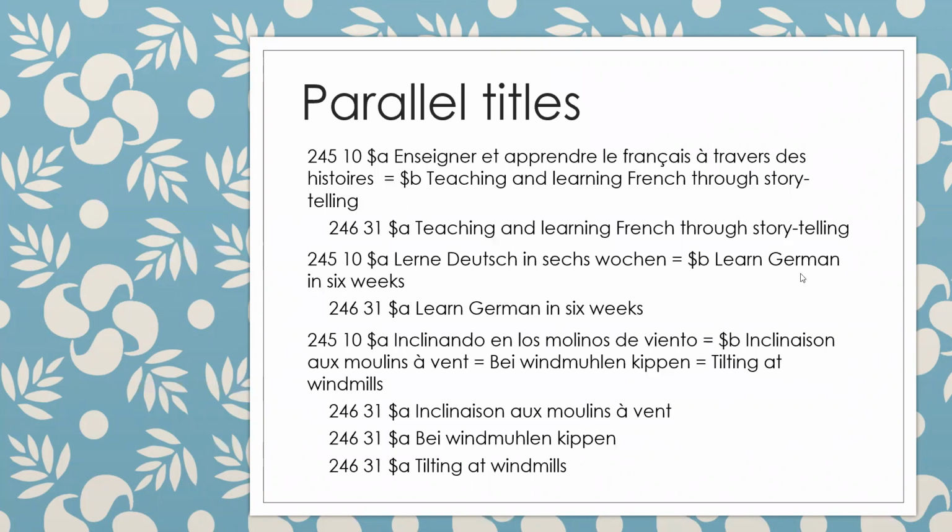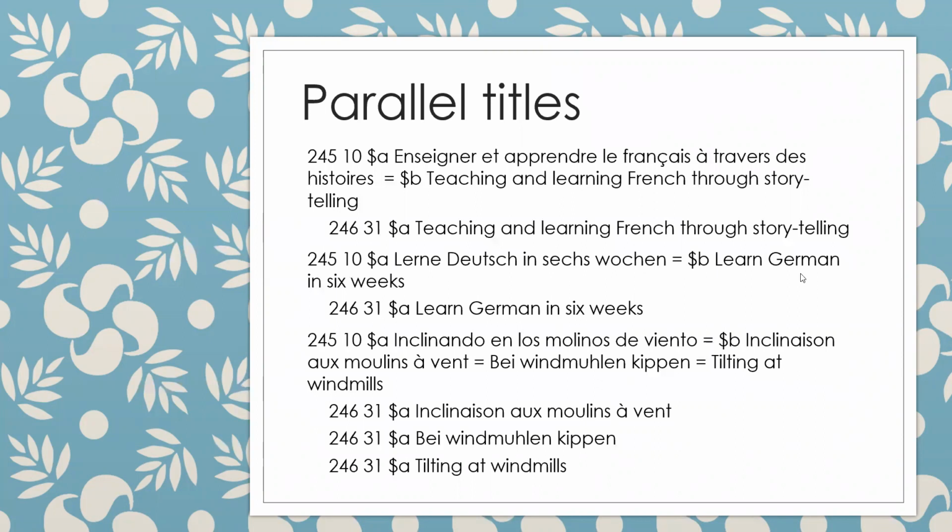We have a 245 10 in subfield A, Enseigner et apprendre le français à travers des histoires. And then we have the equal sign and the space before and after, and then subfield B, teaching and learning French through storytelling. So we're going to create a 246 31 in subfield A, teaching and learning French through storytelling. So we've got the English translation in that subfield A.